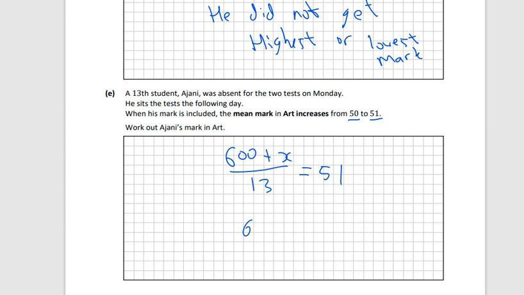So I'm going to bring across the 13 and multiply it. 600 plus X is equal to 13 times 51. That's 663. And if you bring across the 600 and subtract it, it's 63. Therefore, Ajani's mark is 63.